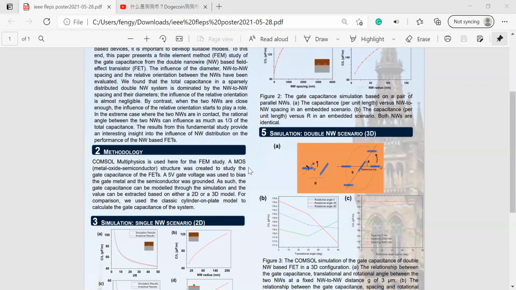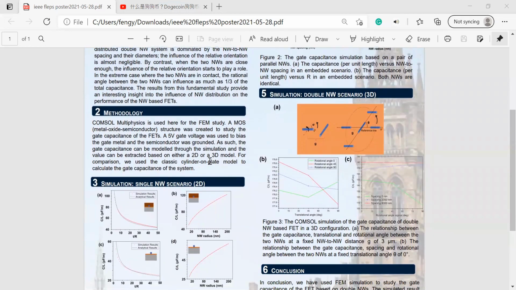The first method we use is COMSOL simulation. And then we also compared with the analytical method, which is the classic cylinder or plate model we use to calculate the gate capacitance of the entire system. But the analytical model is only used for single nanowire scenario and compared with the COMSOL simulation. And for the much more complicated double nanowire scenario, there is only COMSOL simulation results.